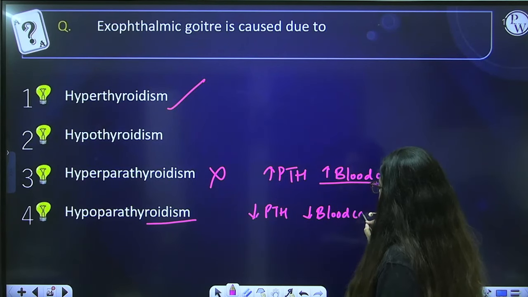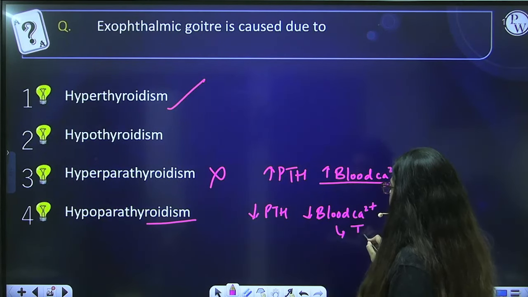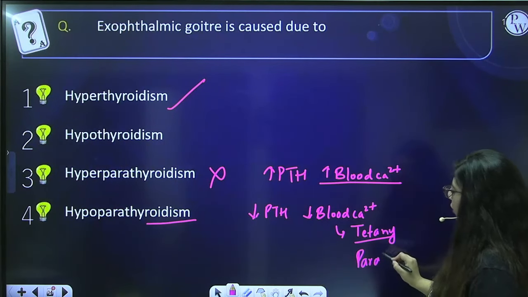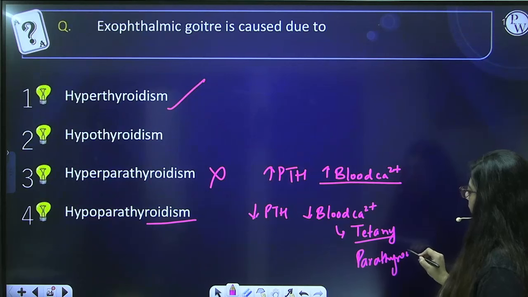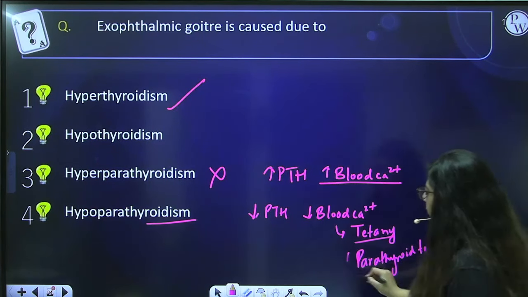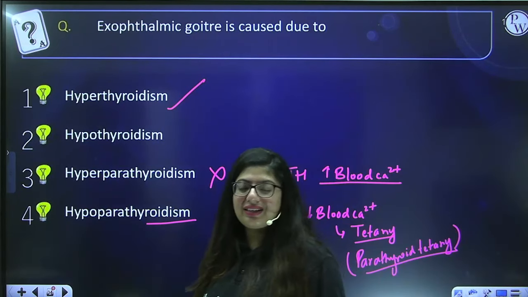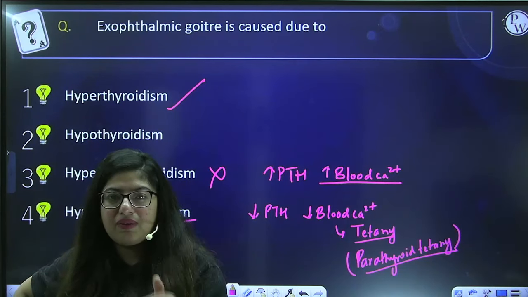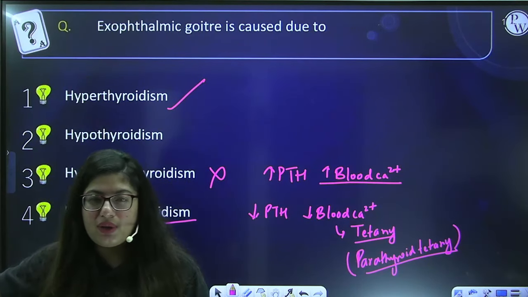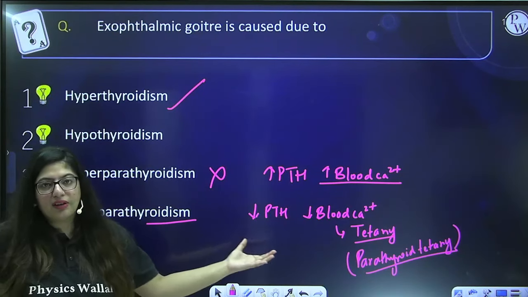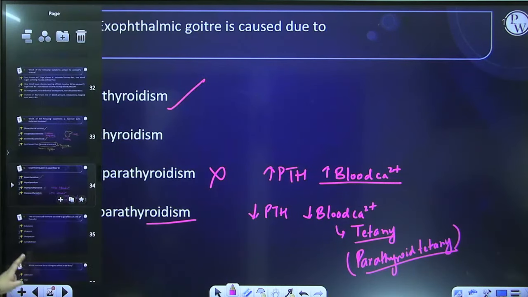If the calcium in the body fluids is less, that causes tetany, rapid spasm of muscle, and here you call it as parathyroid tetany. If you remember in locomotion and movement, I have taught you the tetany. Tetany is when there is low blood fluid calcium, or we can say calcium level is low in the body fluids. That causes rapid spasm of muscle. So the reason here is low PTH. Okay. All right. Next.